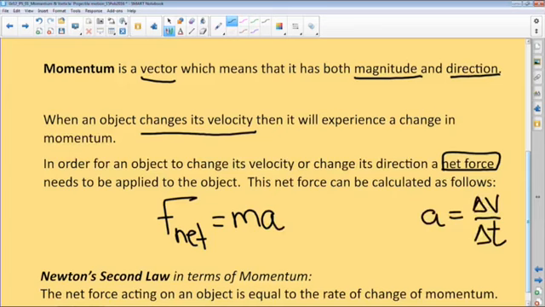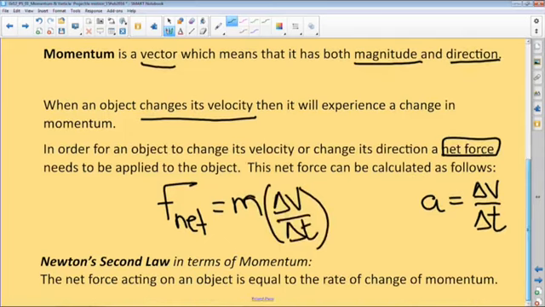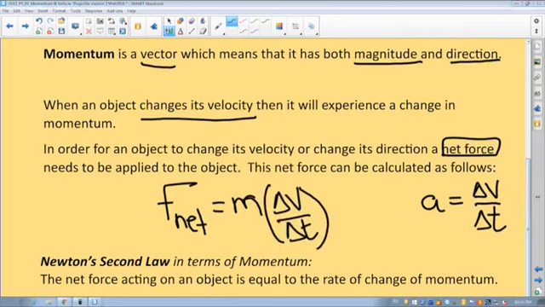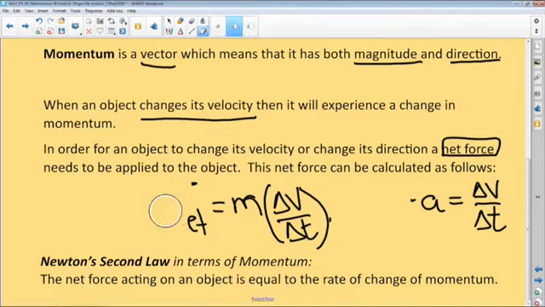So if I put change in velocity instead of a into my equation, I'm going to take that a away, and over here I'm going to put change in velocity over change in time. I've developed a new equation, and this gets me to Newton's second law in terms of momentum. The page doesn't want to extend for me at the moment, so we'll carry on and I'm going to do it over here. Technology, we love technology. It has its moments.